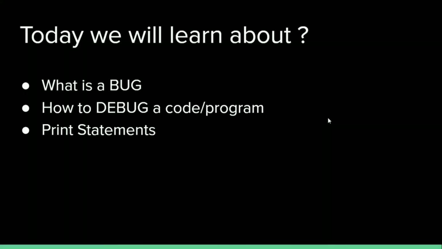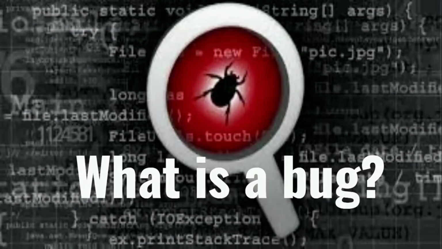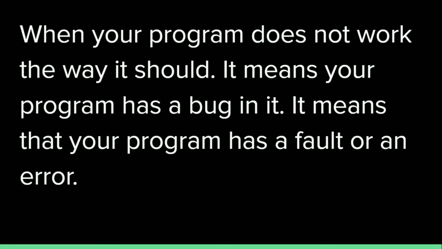Today we'll learn about what a bug is, how to debug a code or program, and print statements. What is a bug? When your program does not work the way it should, it means your program has a bug in it. It means that your program has a fault or an error.